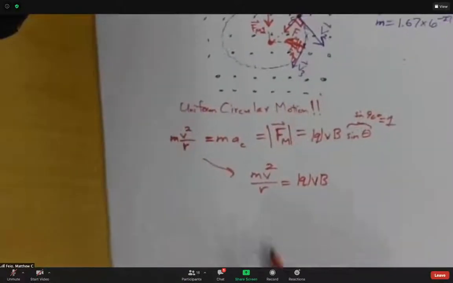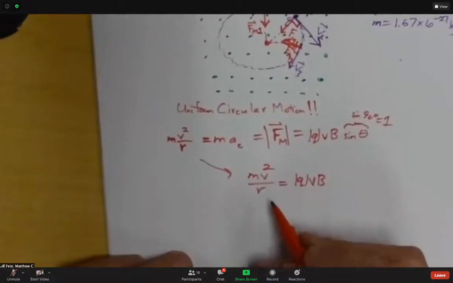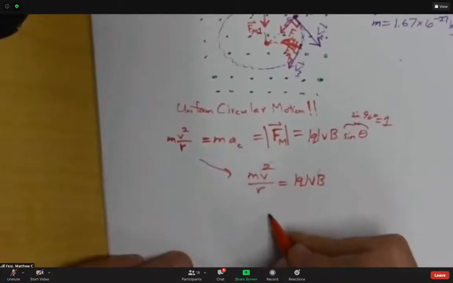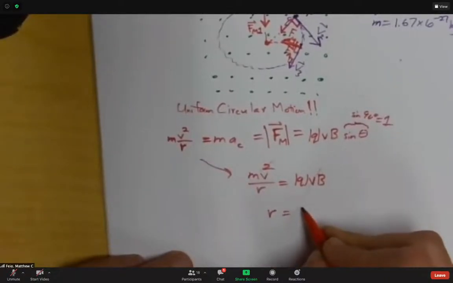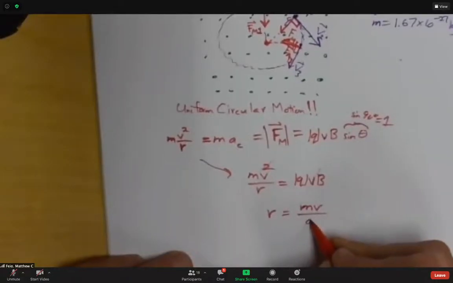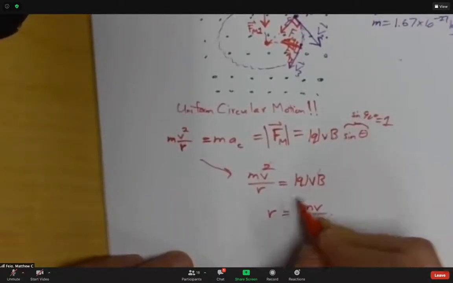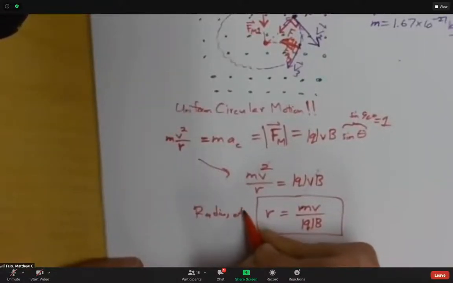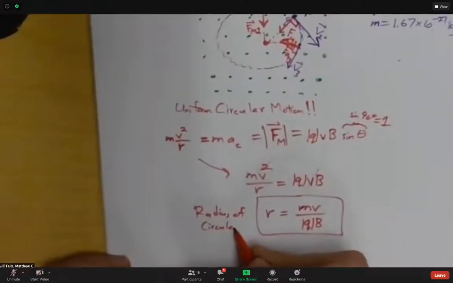And then what do you get if you solve for R? So we lose a factor of V, and the radius turns out to be mV over QB. And this is the radius of the circular path. Does that work? I think that works.